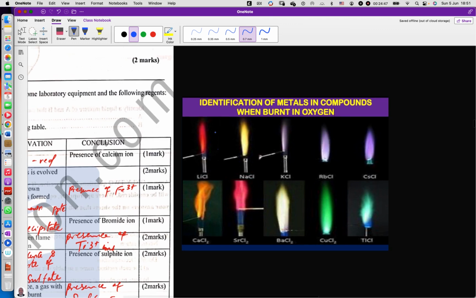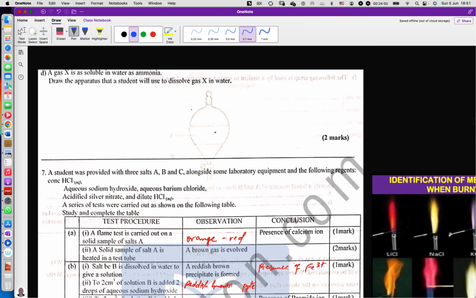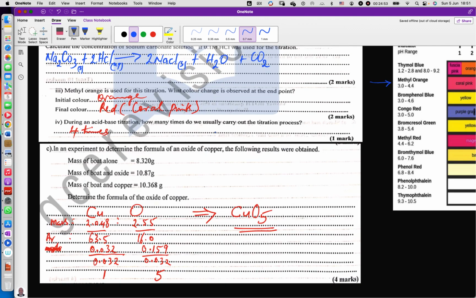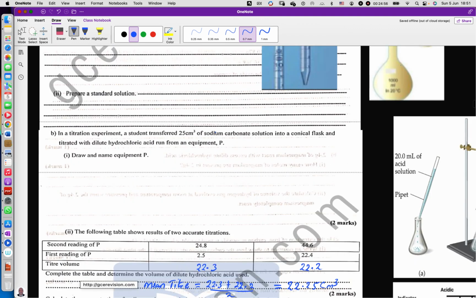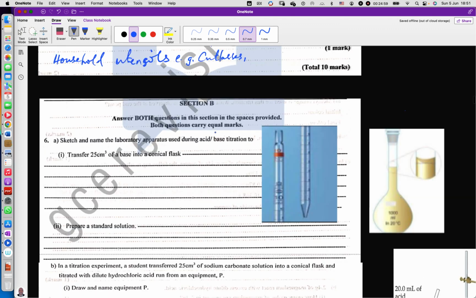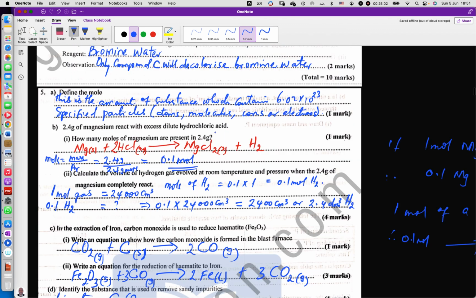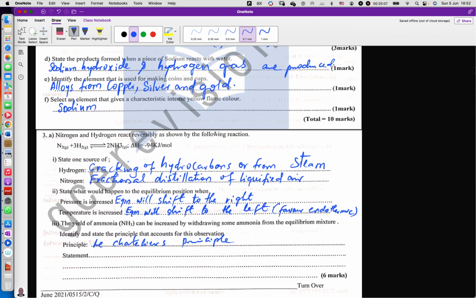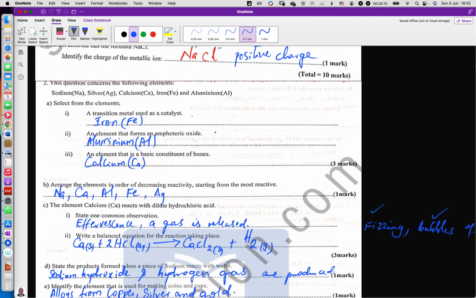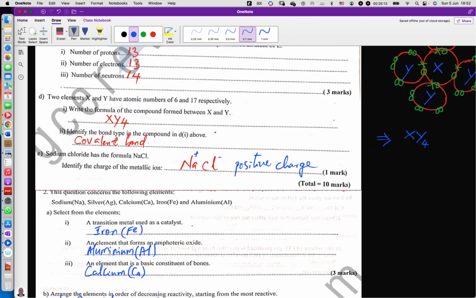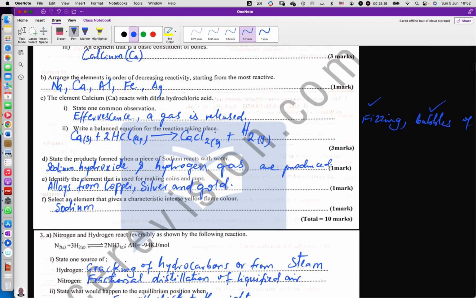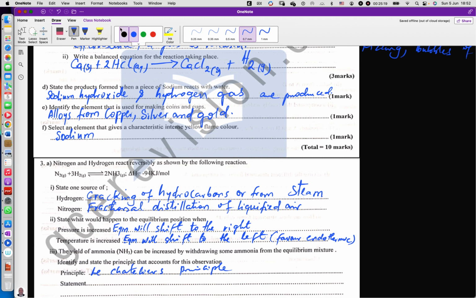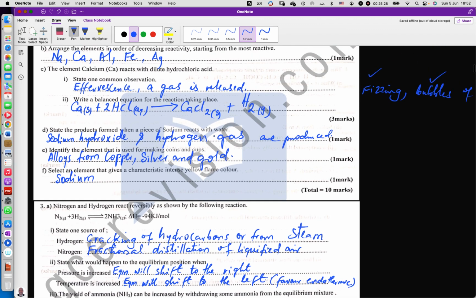If we go back to our question, what color will sodium give? You should be able to know that sodium will give a golden color. So now, F. Select an element that gives a characteristic intense yellow flame color. The element here is sodium.